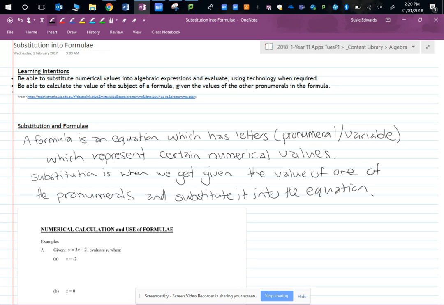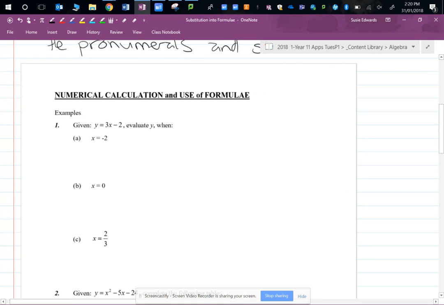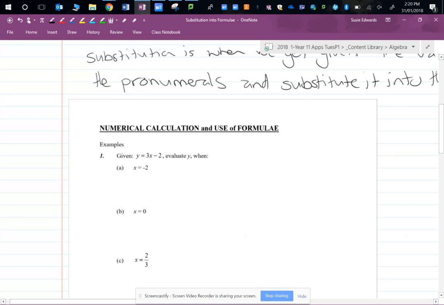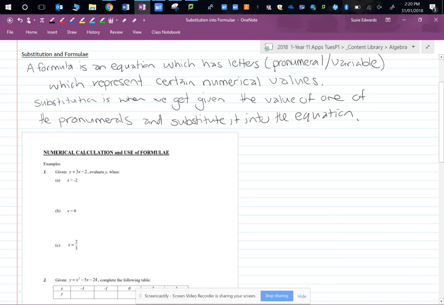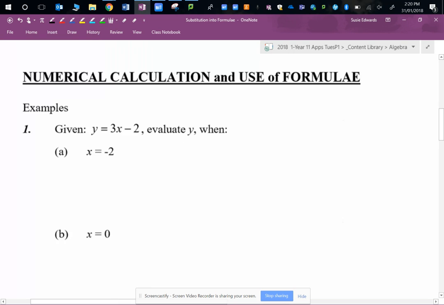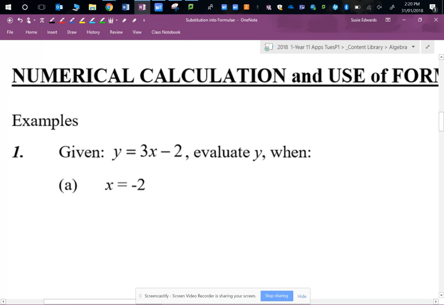All right, so what we're going to do is we're going to try and do some practice. So you don't need to write the title or anything like that. Can you just write the question given, has everyone finished writing the notes? If you haven't, let me know. Also just leave a gap. All right, so we're going to start with this equation here. Given y equals 3x take 2, evaluate y when x equals negative 2. Can you just write that first line? And then we're going to try and do it together.